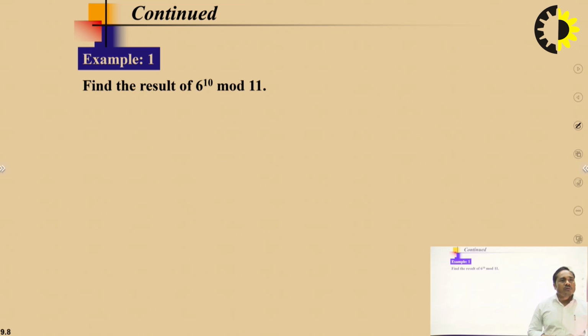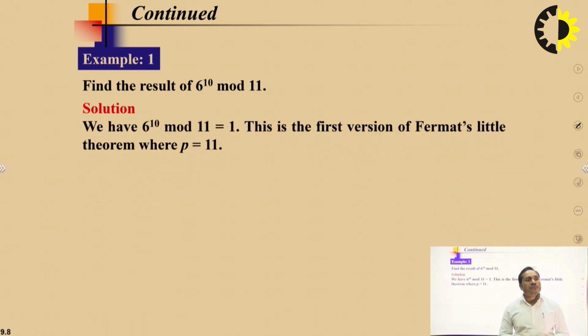So if you are going to solve a numerical problem, find the result of 6 power 10 mod 11. How can you solve the value of 6 power 10 mod 11? We have 6 power 10 mod 11 equals 1. So the answer is 6 power 10 mod 11 equals 1. This is the first version of Fermat's little theorem where p equals 11. So if 6 power 10 mod p equals 1, it means the value of 6 power 10 mod 11 equals 1.